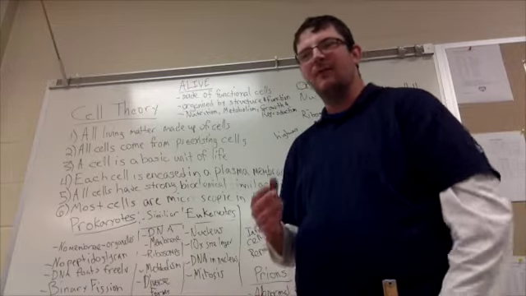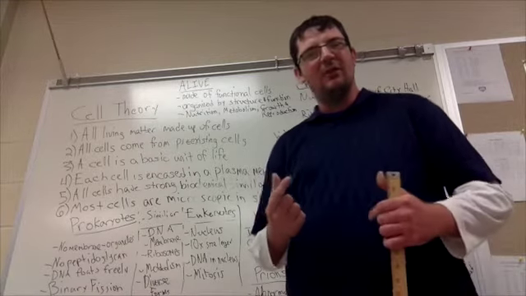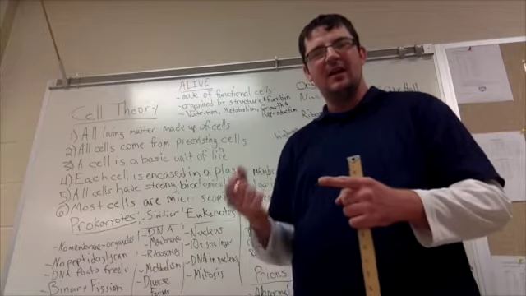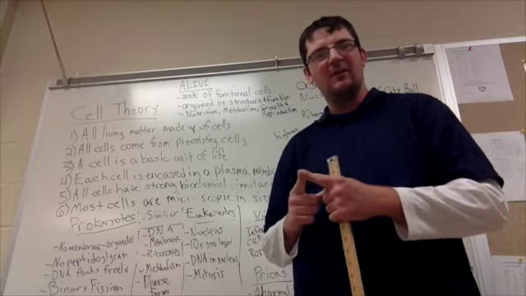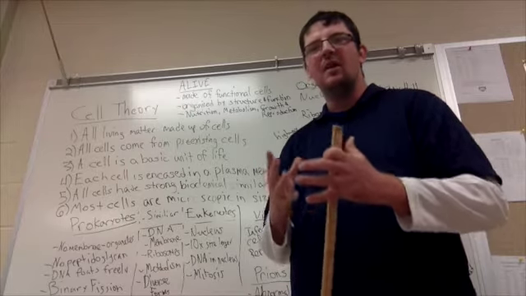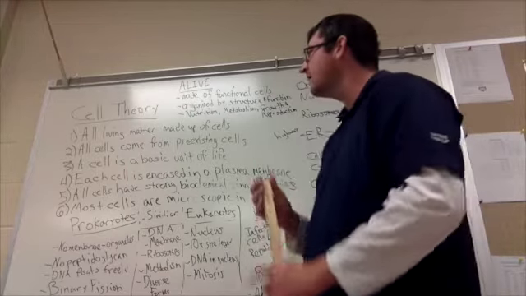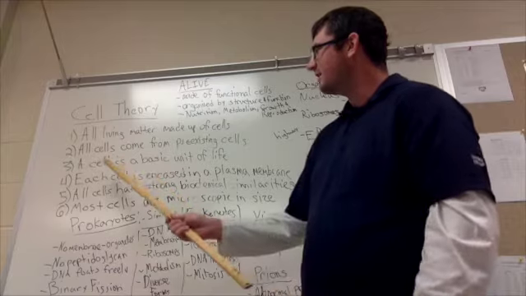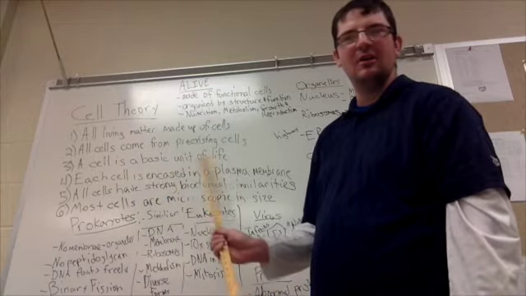Now, all cells come from pre-existing cells. That means, for example, for humans, they came from a sperm and an egg. Once those two came together and fertilized, they formed a new living being. Number 3, a cell is the basic unit of life.